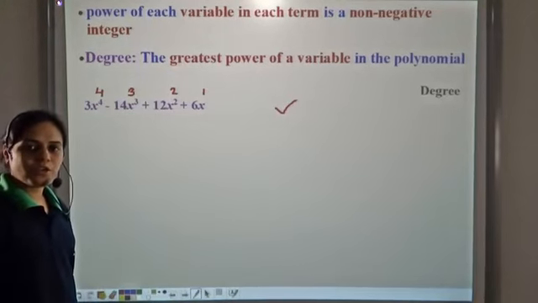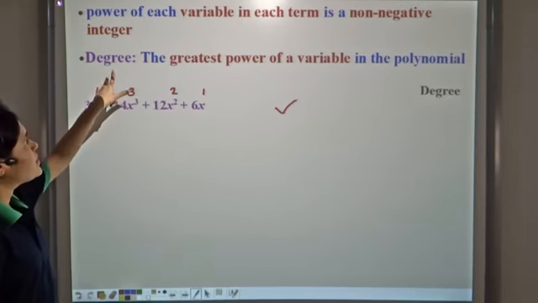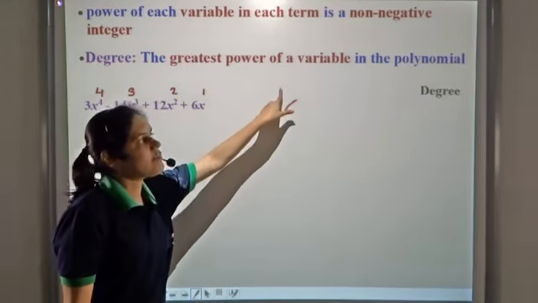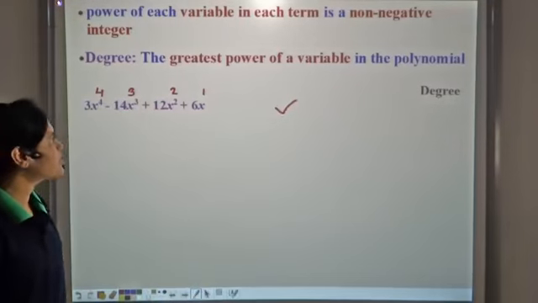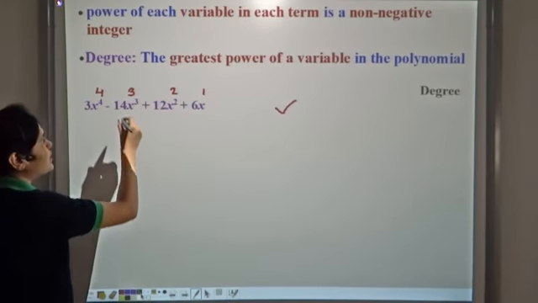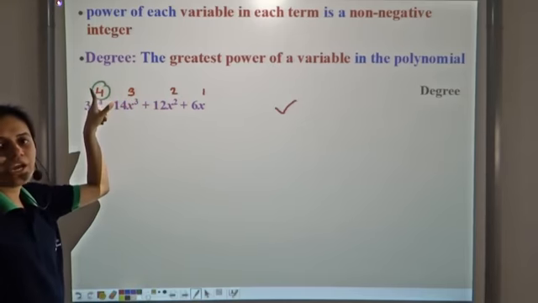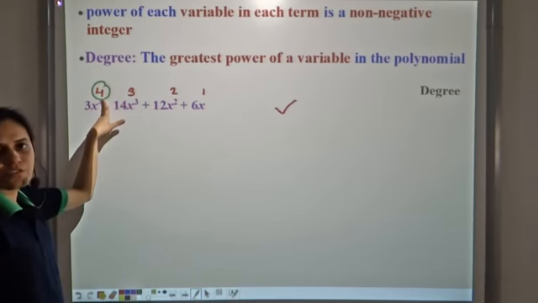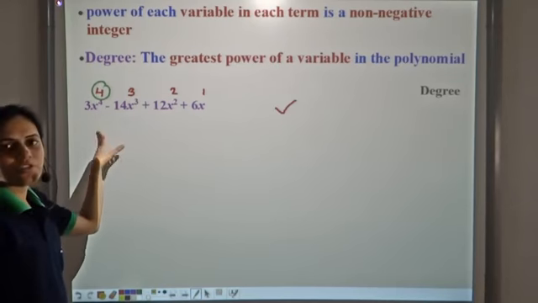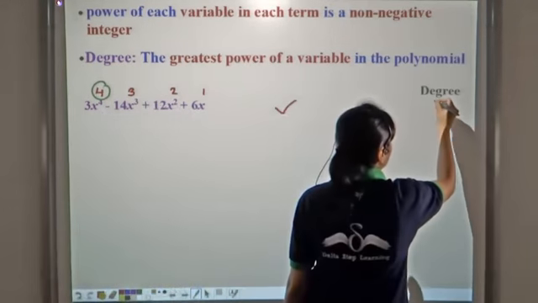And what is the degree of this polynomial? Degree is the greatest power of a variable. So what is the greatest power? Greatest power is 4. Among 1, 2, 3 and 4, the greatest power is 4. So the degree of this polynomial is 4.